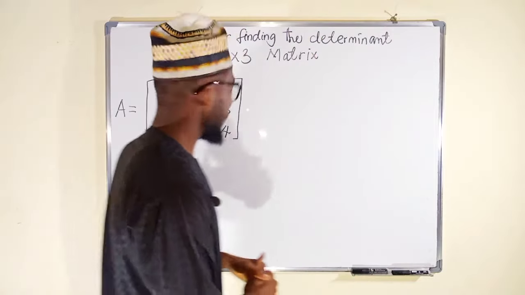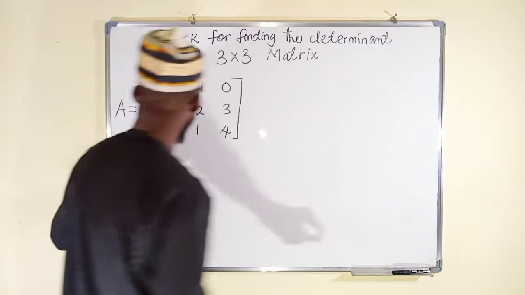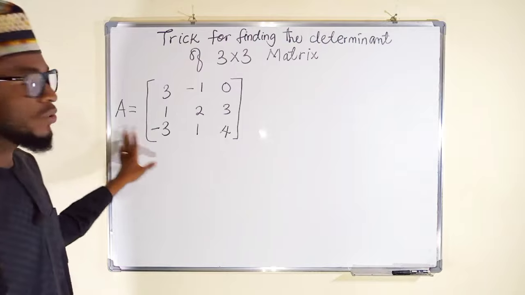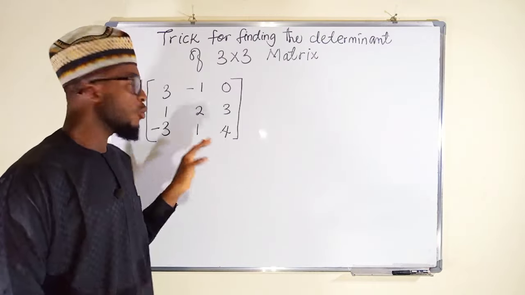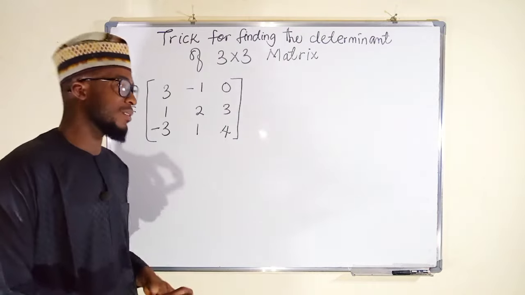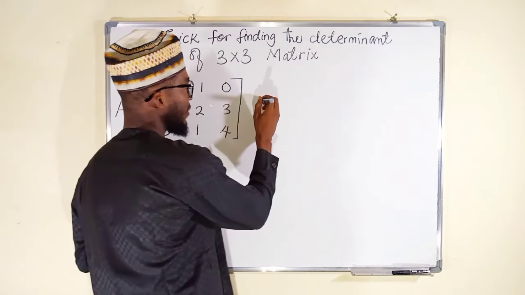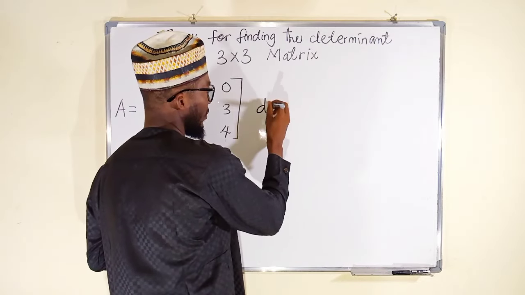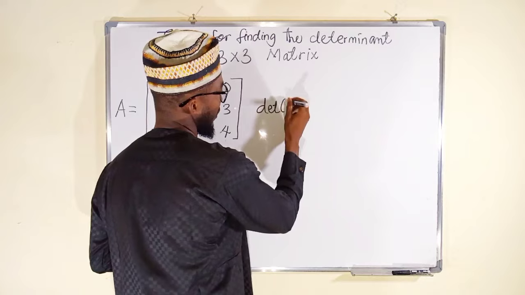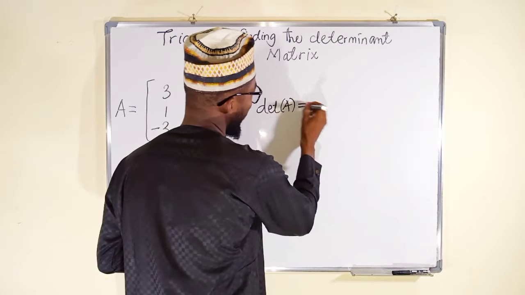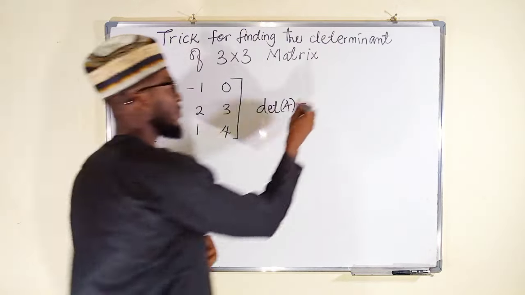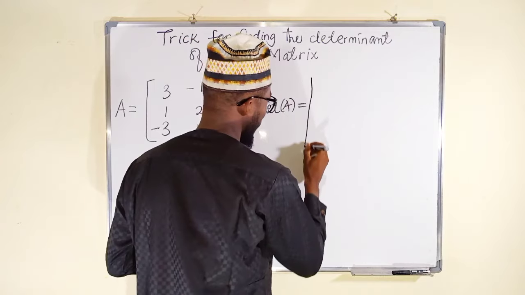So let's get started. You can see I've already formed my matrix A, which is a 3x3 matrix, and we want to find the determinant of this matrix. Determinant of matrix A. To find this determinant, this is the sign of determinant.